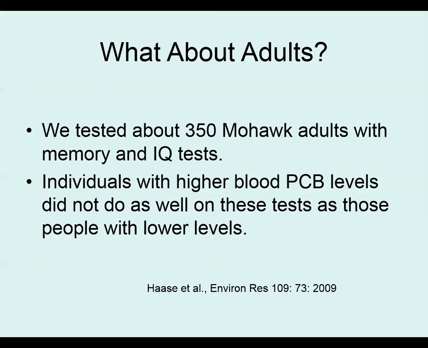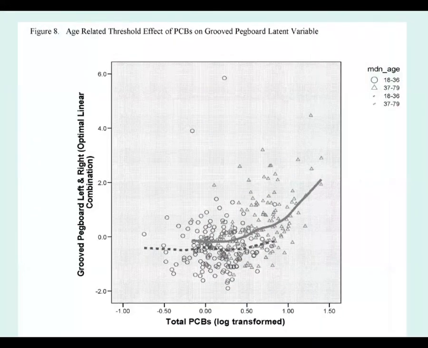What about adults? Well, we tested 350 Mohawk adults with IQ and memory tests. We had their PCB blood levels. And what we found is that, again, the higher the PCB level, the poorer they did. Now, it was interesting here, there appeared to be maybe even a threshold below which there wasn't an effect, but clearly a dramatic reduction in performance on a grooved pegboard test with higher PCBs.